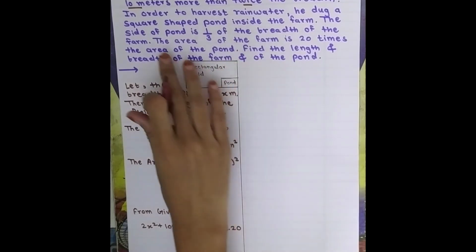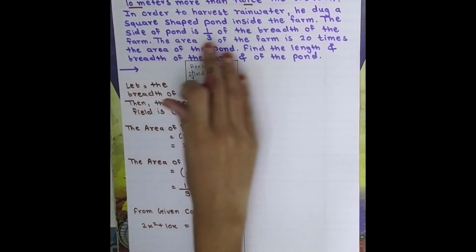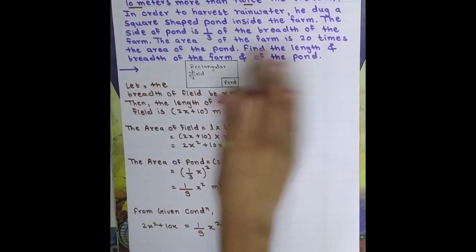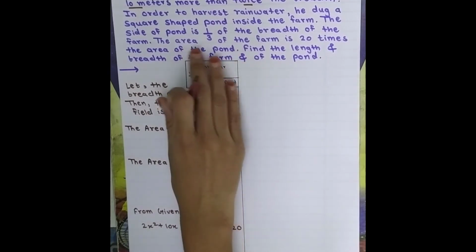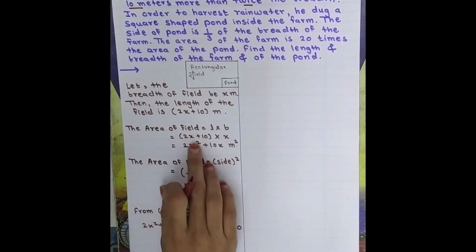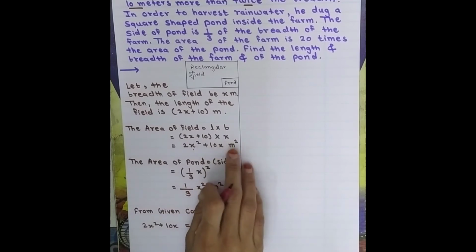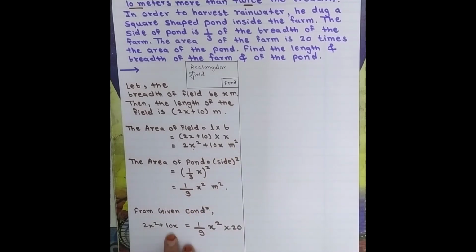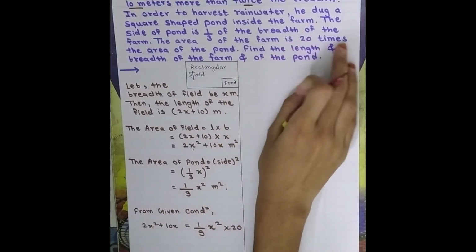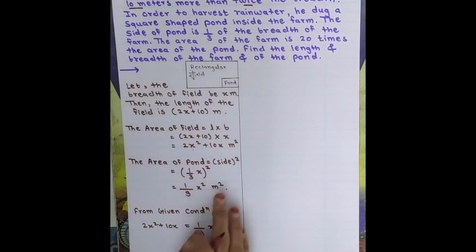And from the given condition, the area of the farm is 20 times the area of the pond. The area of the farm is 2x square plus 10x, and the area of the pond is 1/9 x square, 20 times means multiply by 20. So 2x square plus 10x is equal to 1/9 x square into 20 is the condition.